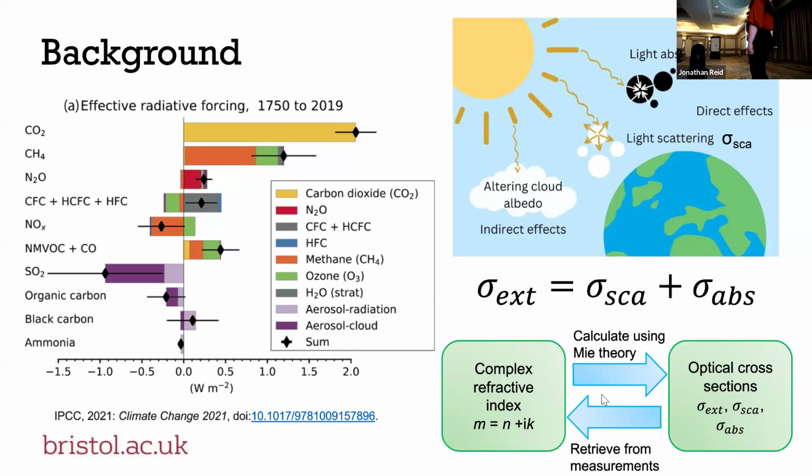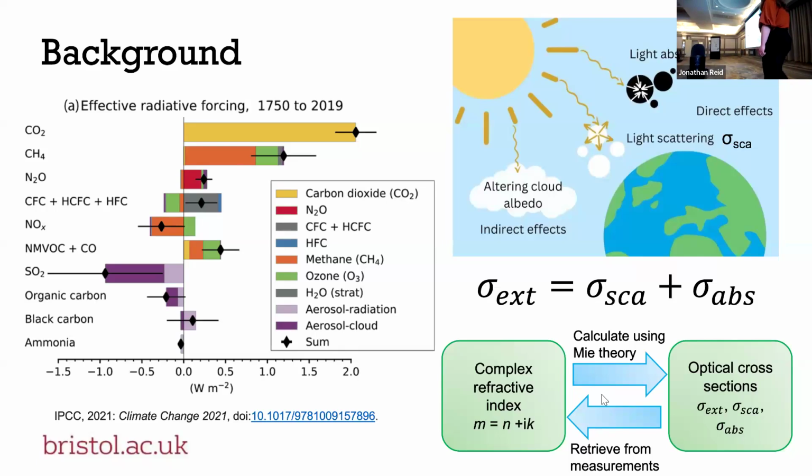So the motivations of the project are the fact that we don't very well understand the role of light absorption when it comes to radiative forcing. So this is a figure from the IPCC 2021 report. We can see, particularly for black carbon, which is strongly light absorbing, the error bars here are quite big and they even span both the positive and the negative sides of radiative forcing.